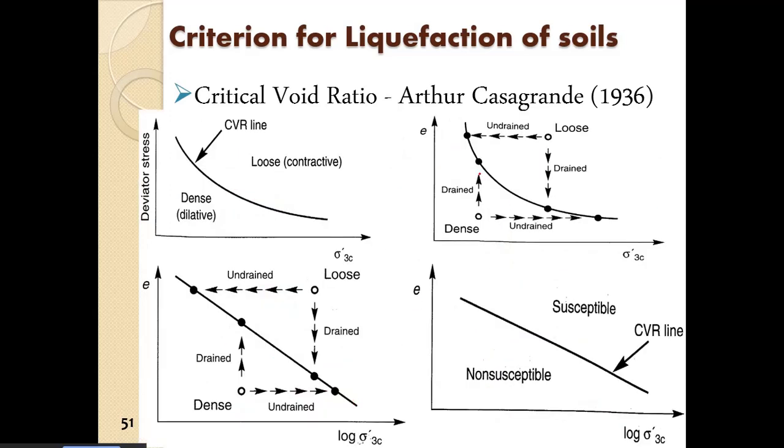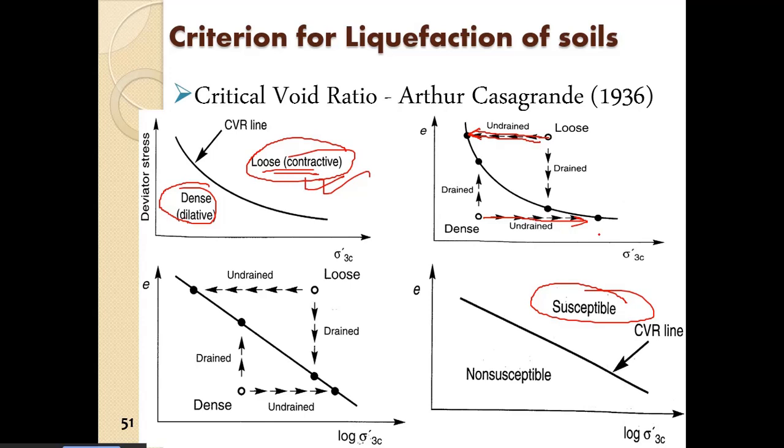So what Casagrande said is that if a soil is in this loose state, in case of undrained condition, pore pressure will generate. So this type of soil is susceptible to liquefaction. Whereas if the soil is in a dense state and there is undrained loading, there will be a decrease in pore water pressure and an increase in the effective stress state.